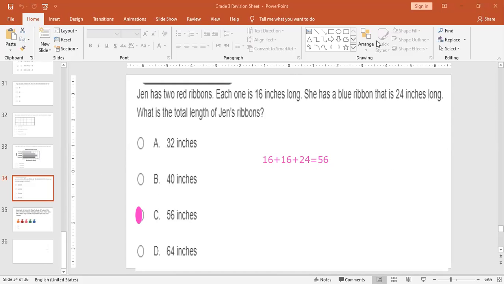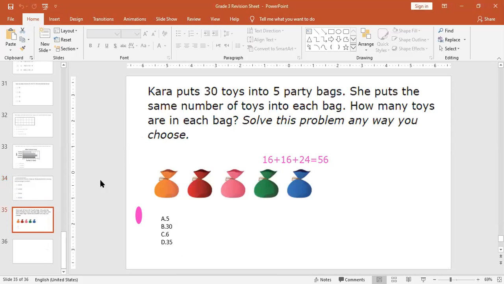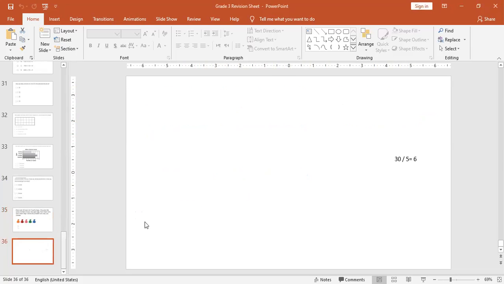Then the last one is Kara puts 30 toys into 5 party bags. She puts the same number of toys in each bag. How many toys are in each bag? So she has 30 and she wants to put them in the 5 bags. So the answer will be division. I want to divide the toys in the 5 bags. So the answer is 30 divided by 5 equals 6.